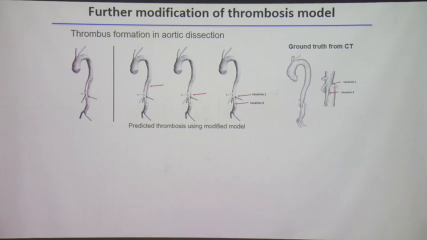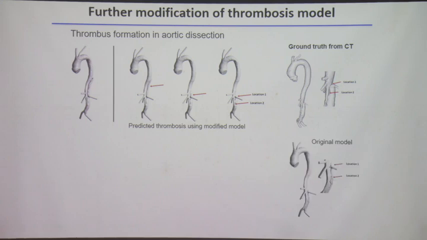Now, compared with the ground truth, which is based on the CT scans, the CT scan also showed that this top of the false lumen had completely thrombosed, but this bottom part of the false lumen still remained, which is the same as here. And particularly if you look at location 1 and location 2, the agreement between this prediction with the modified model and the ground truth is very good.